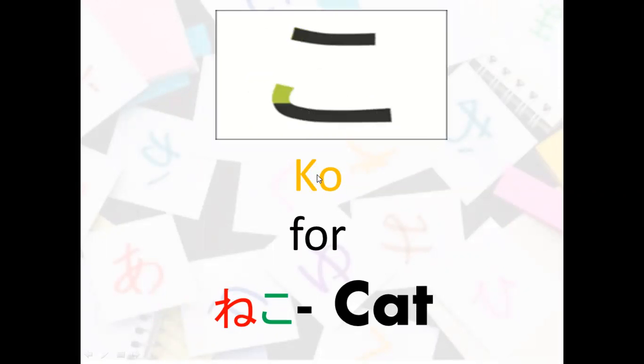The next alphabet is ko. Let us see its stroke order. This is the first stroke and this is the second stroke. And how is it pronounced? It is pronounced as ko. And the example is neko. Neko means cat.